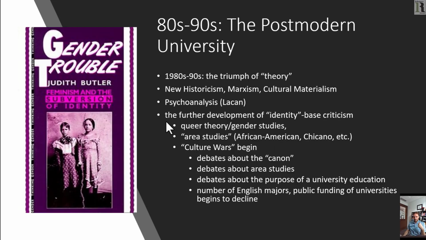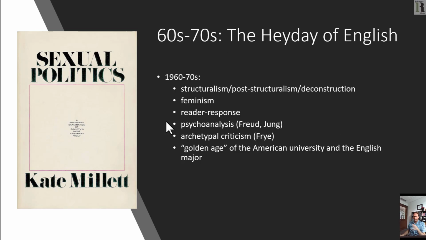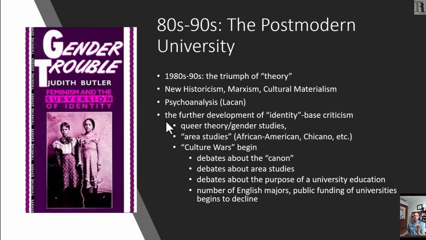In the 80s and 90s, a lot of these theories continued in new iterations. In some ways, what had been revolutionary new approaches in the 60s and 70s become institutionalized and orthodox in the 80s and 90s, what's sometimes referred to as the triumph of theory. And we get new kinds of socially concerned theories like new historicism, a return of Marxism. We get new iterations of psychoanalysis through the version that comes from the French thinker Jacques Lacan. And we get the further development, in analogy to feminism, of various identity-based criticisms, including queer theory and gender studies. Judith Butler is kind of the godparent of these.